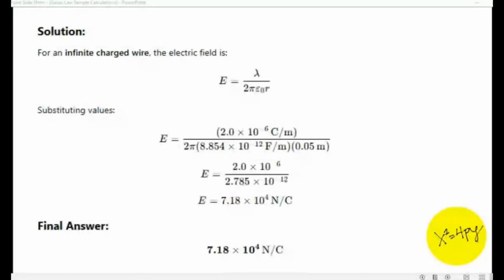Then you just have to manipulate the equations. Solving that, you will have the following final answer through your calculator, which is 7.18 times 10 raised to 4 newton per coulomb.